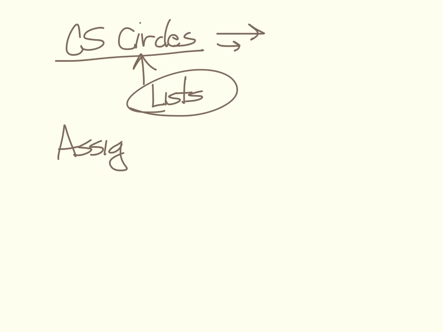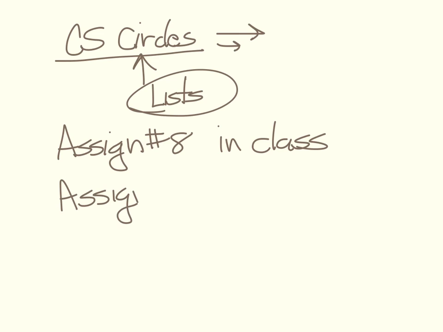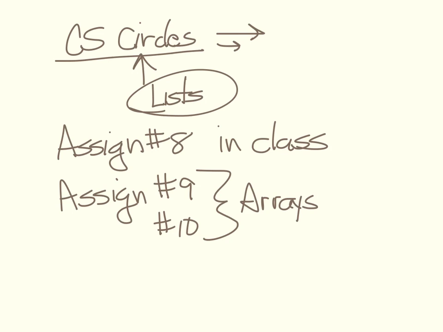Assignments. The one I just went over with you, that's number 8. We did that in class. You really need to be in class to do that. And then assignment number 9 is now available. And number 10, both of those have to do with arrays, and more specifically lists, which we're going to cover more and expand on a little bit. We'll be expanding on that on Wednesday in class.